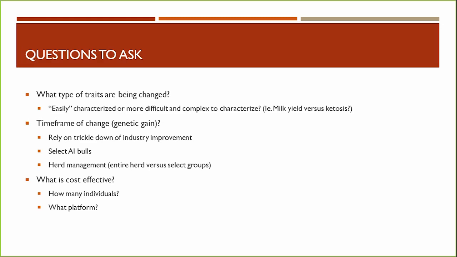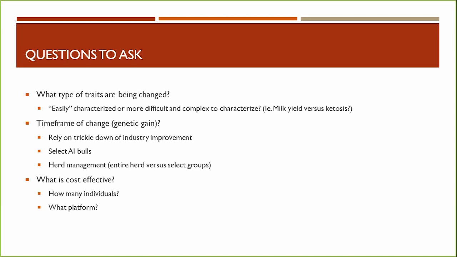The other thing is herd management. You know, the idea of, are you going to genotype your entire herd versus select groups in your herd? And we'll talk about that in just a minute. And lastly, what's cost effective? How many individuals do you genotype and what platform do you use?